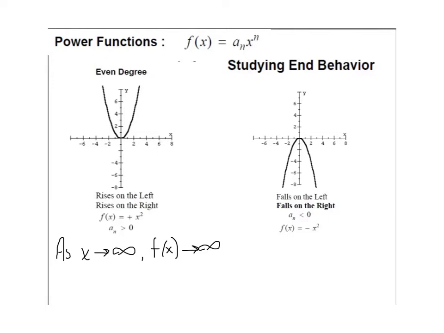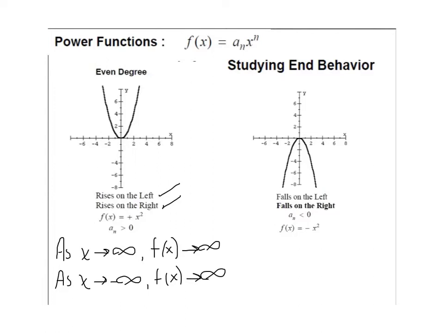Now, as we go to the left, right, as x goes to negative infinity direction, what is y doing? Well, it's increasing. So what we would say is as x approaches negative infinity on the other side, then f of x also approaches positive infinity. So that's the notation for rises on the left and rises on the right. And that's what that means.